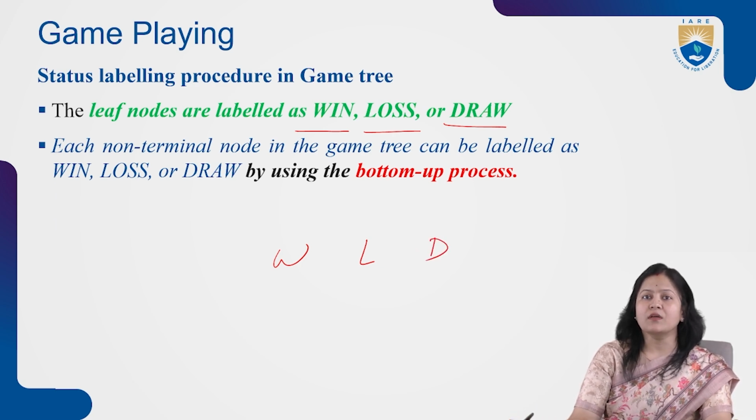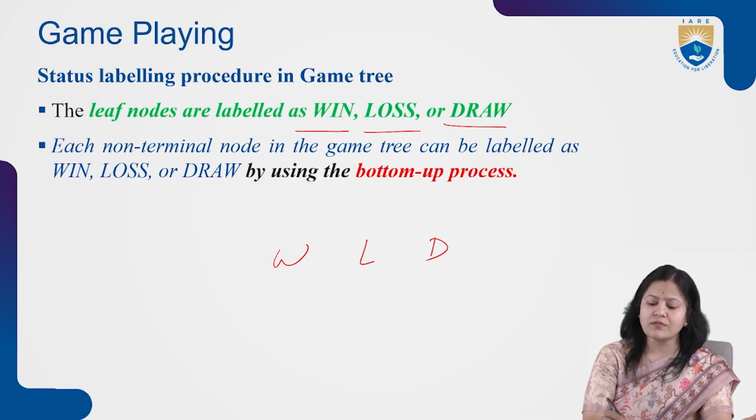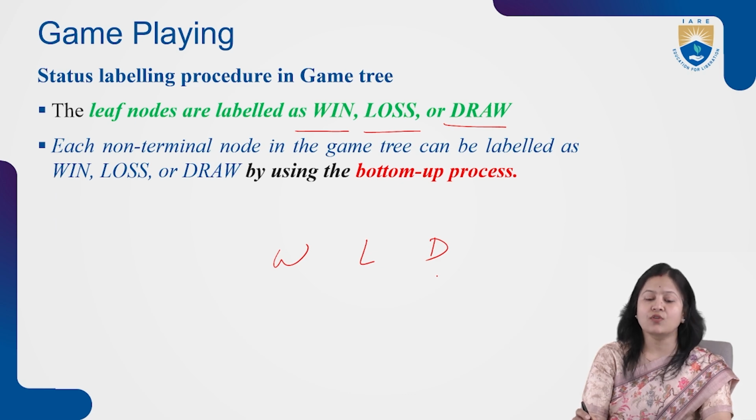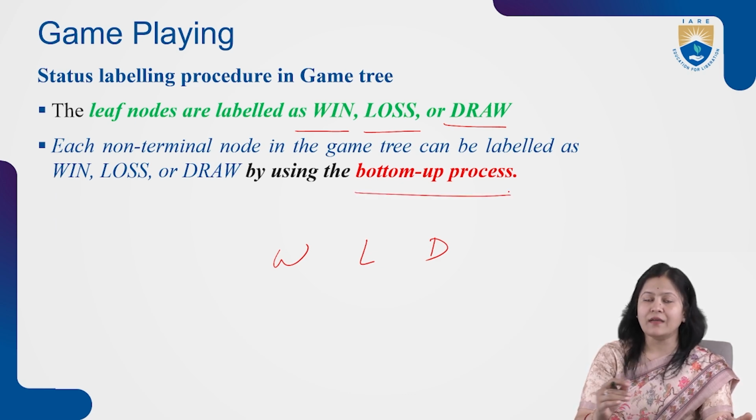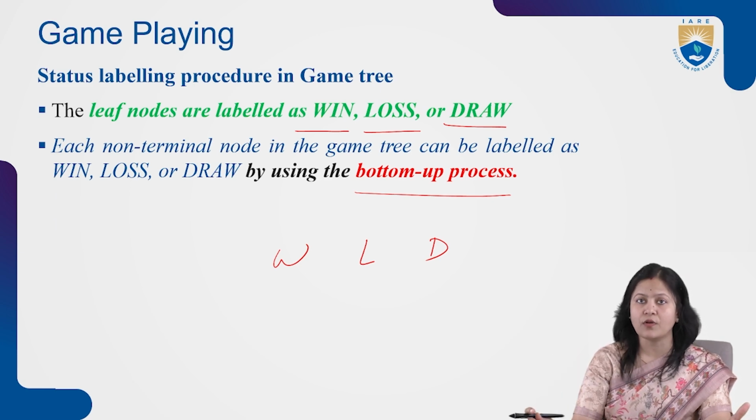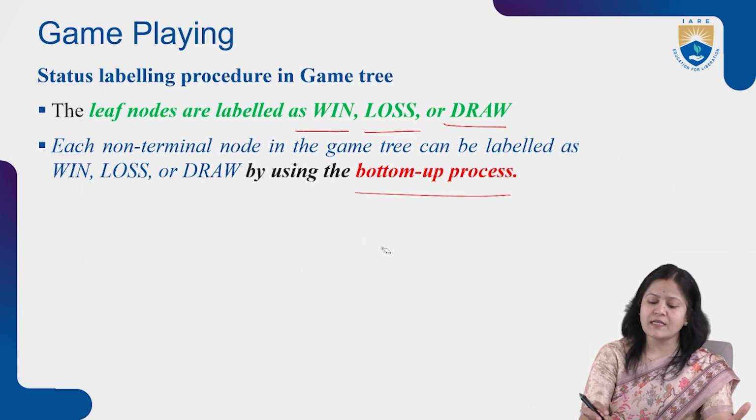Each non-terminal node, which is a non-leaf node in the game tree, can be labeled as win, loss or draw by using the bottom-up process. That means in our tree, the leaf node statuses should be given to us, and based on the status of the leaf nodes, we have to find out what would be the status of the non-leaf nodes. That too we have to follow the bottom-up process. That is why it is called the status labeling procedure in the game tree.